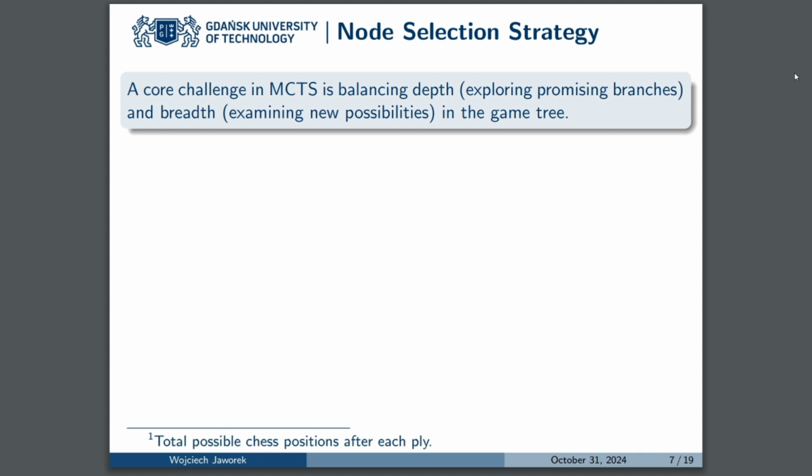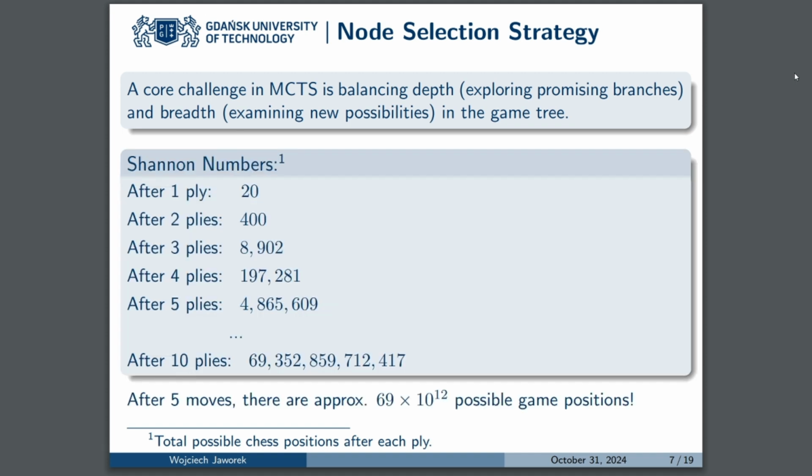Depth search means exploring promising branches, and breadth search means examining all the new possibilities. Just for example, the Shannon numbers represent all total possible chess positions after each ply. A ply is like a half move. So one move in chess is 2 plies, because the person playing white pieces has to move, and then the player playing dark pieces has to move. After one ply, obviously we can have 20 possible legal positions on a board.